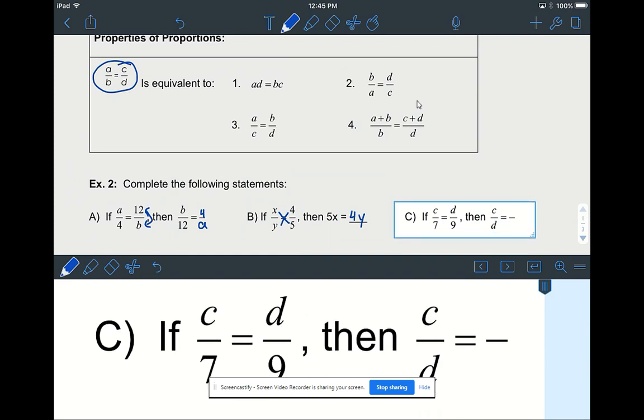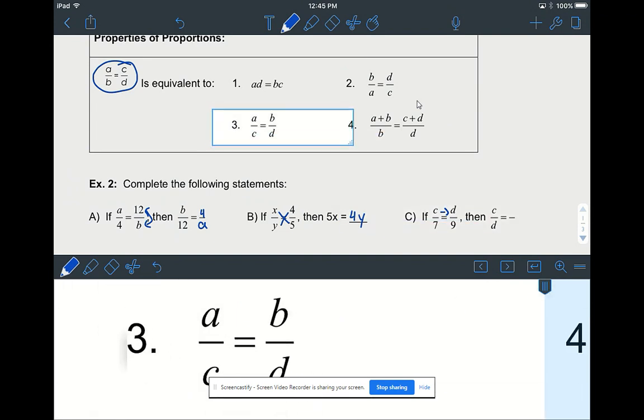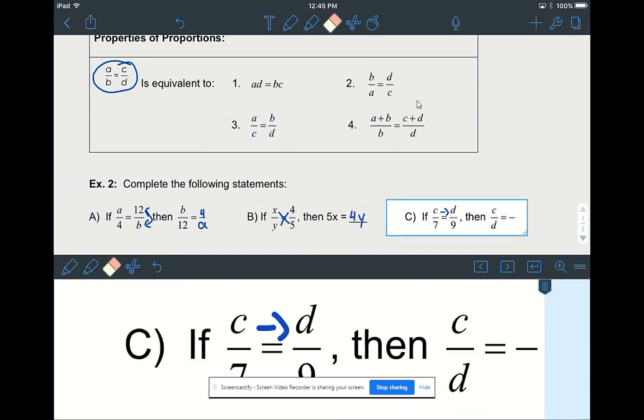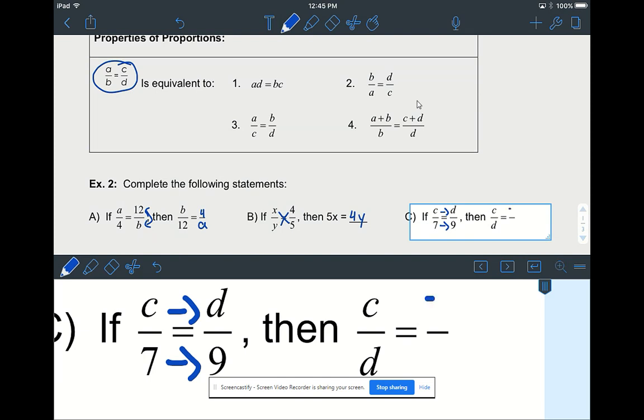And C, if C over 7 equals D over 9, then C over D equals what? So it looks like we did C over D, which are the top, the numerator of our fractions. So that is option 3 here. So that means our other fraction, if we went C to D, we would need to go 7 to 9 for our other ratio.